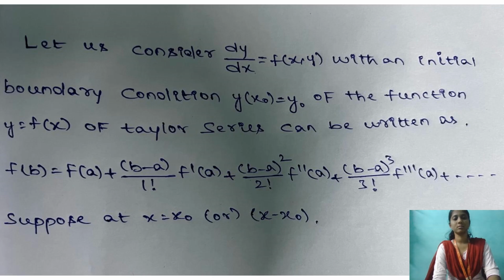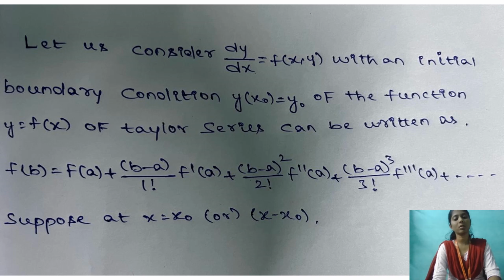Let us consider dy by dx equals f of x comma y with an initial boundary condition y of x naught equals y naught. The Taylor series of the function y equals f of x can be written as f of b equals f of a plus (b minus a) by 1 factorial f dash of a plus (b minus a) whole square by 2 factorial f double dash of a plus (b minus a) cube by 3 factorial f triple dash of a plus.